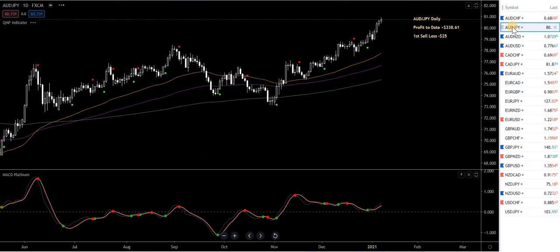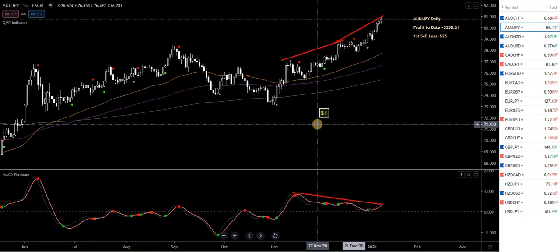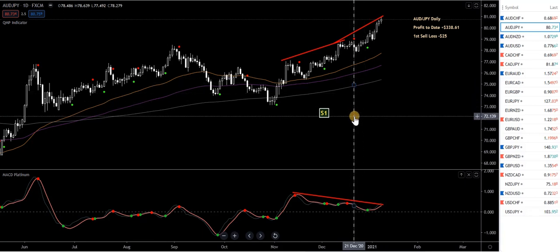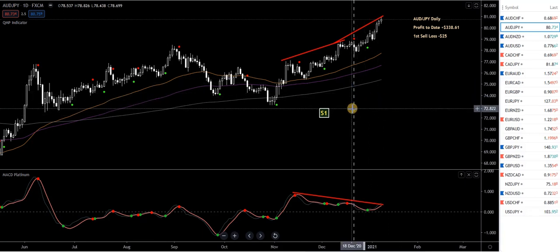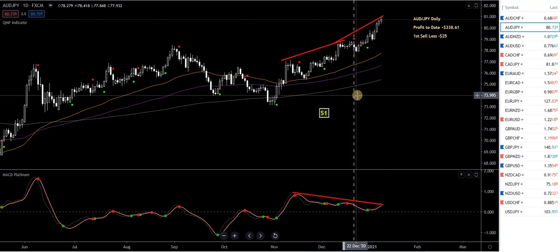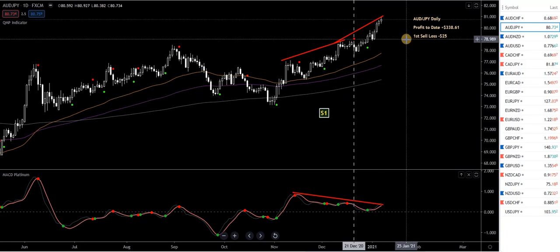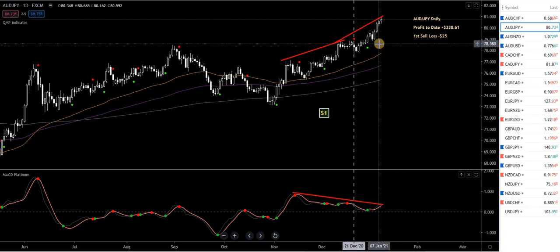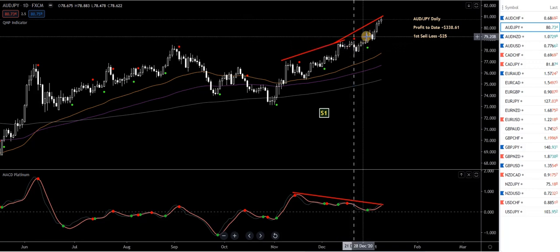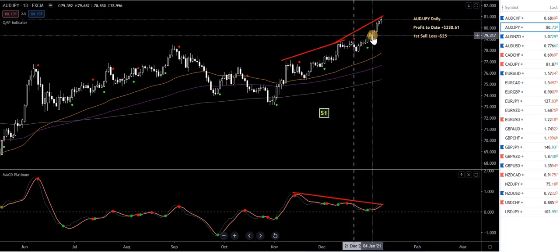All right, Aussie Yen. Let's go to a cleaner chart. At the moment, no trades on. If you see a grey line like this, it's just a warning or something that's happened in the past. In this case, I took a sell in here, and that loss was $25. So I took a sell, and I either got stopped out or I closed it before I got the stop. I'd say I closed it when I got this buy signal.